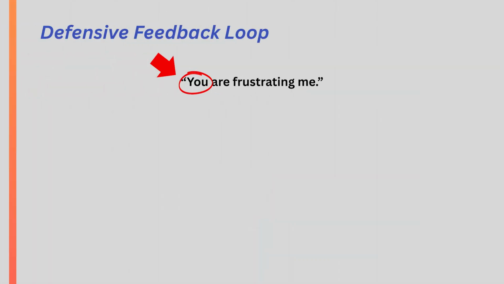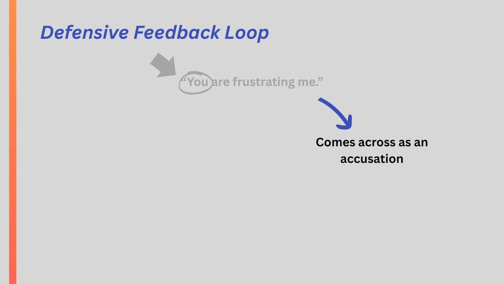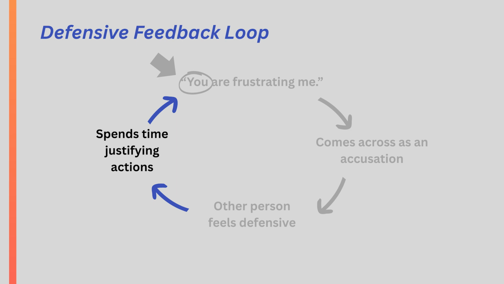When we use you language, as in you are frustrating me, that instantly casts the other person in the conversation as the villain, as the problem. That sends the conversation into a negative feedback loop. The other person is very likely to see that as an accusation. The person will then feel more defensive, and they'll spend their time in the conversation justifying their actions instead of addressing the problem that you brought up.